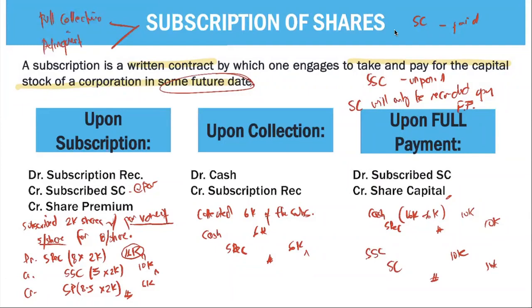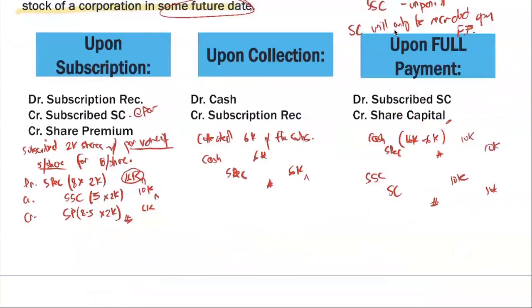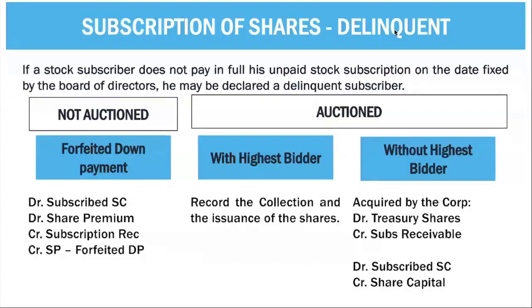So when we say full collection, of course, we receive the full payment. But if there is a delinquent, there is a subscription. However, it was not fully paid. So how do we treat your delinquent shares? Subscription of shares in case the shares are delinquent. This happens again if ever the whole amount of the subscription is not paid. Therefore, he may be declared as a delinquent subscriber. If that is a delinquent subscriber, you need to know whether it is auctioned or not auctioned. If it's not auctioned, it is treated as a forfeited down payment.